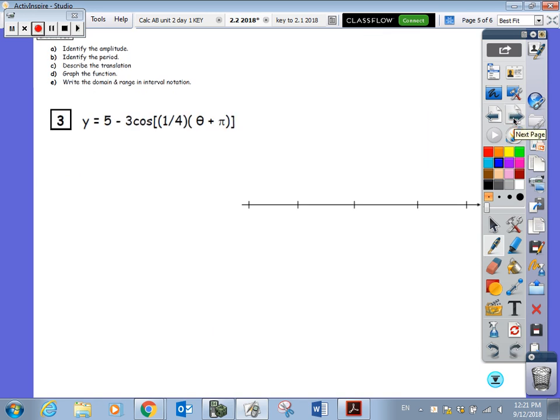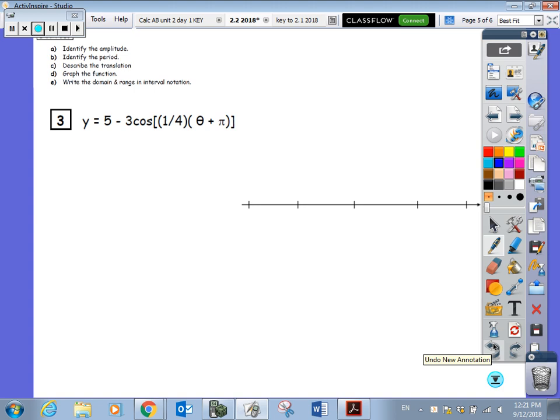All right, so on this one, some people don't like that 5 out in front. It bothers them because it's not in the form A cosine or sine B theta minus C plus D. So if you want to move that 5 now, can we do 5 minus 3 before we do anything? No. But what if there was like a plus 6 back here? Could we add the 5 and the 6? Yes, we could add those. Okay, so that's a possibility.